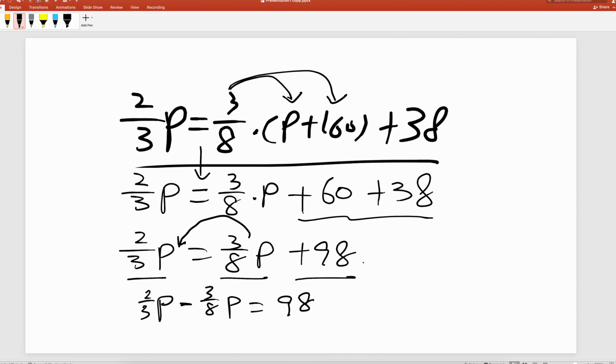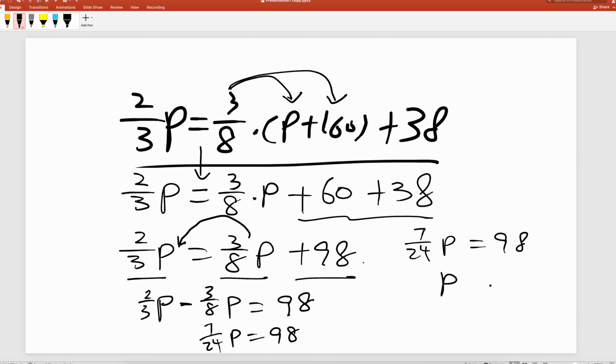Can you help me out with the left hand side? 这个叫左手边，这个叫右手边，等号是中间. So the equal sign is the middle, 98 is the right hand side, and this is the left hand side. What do you get for the left hand side? 7 over 24 P is equal to 98, right? Good.